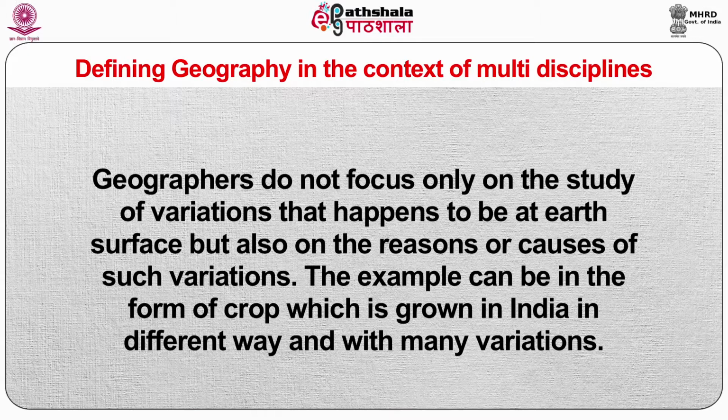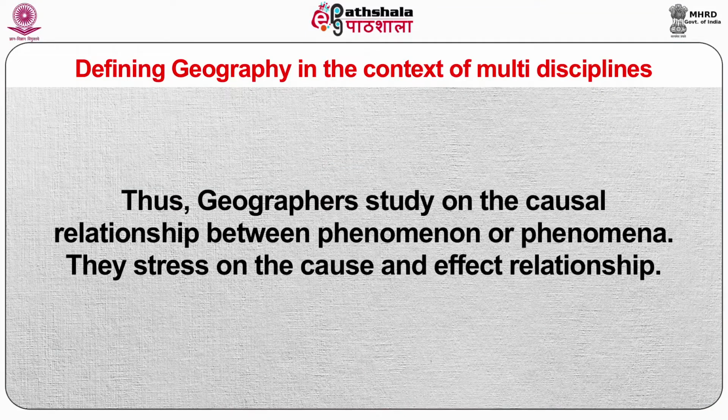An example can be a crop which is grown in India in different ways and with many variations. The study of geography concentrates on the cropping pattern and the variations occurring due to soil, climate, demand, economics, technology, education of the farmer, investment, etc. Thus, geographers study the causal relationship between the phenomenon or phenomena. They stress the cause and effect relationship.